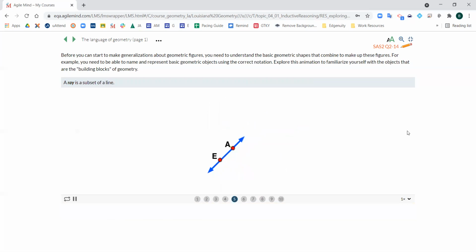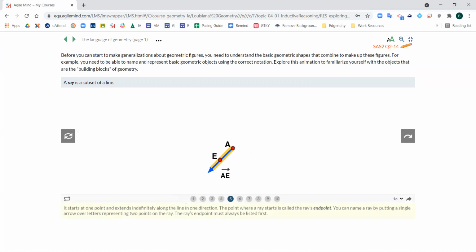A ray is part of a line. It starts at an endpoint and extends infinitely in one direction. We can only name rays. They always start at their endpoint, and then they're going to continue through a point. So this is ray AE and only ray AE. Ray EA would start at point E and go on forever through A. And with rays, I just think of a ray of sunshine. It starts at the sun and then it continues on forever and ever and ever in one direction.